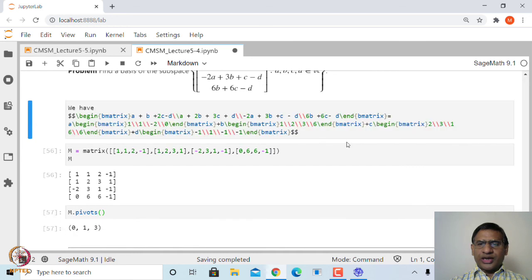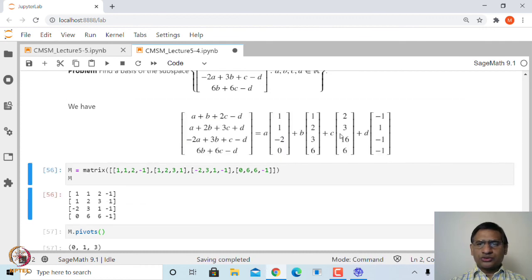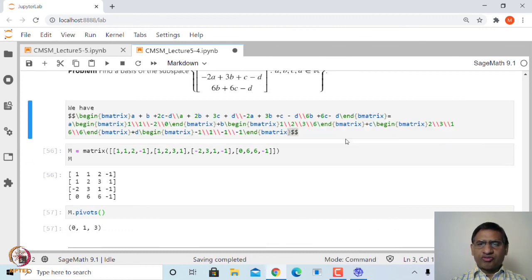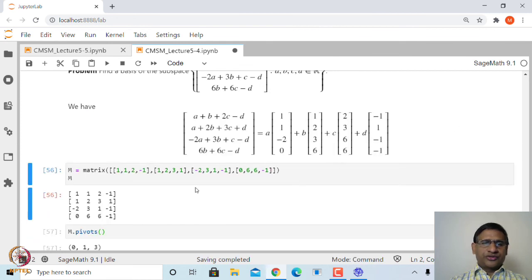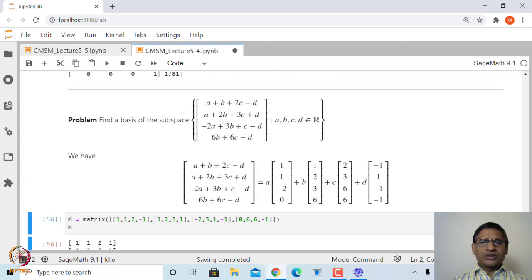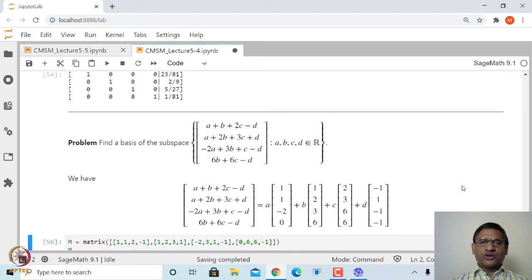There is a small typo here: somewhere a 6 has become 16. Let me show you this again. So this would be 6 actually, it is not 16. So where is the 16? Yes, this one. So this is how you can find a basis for this subspace.